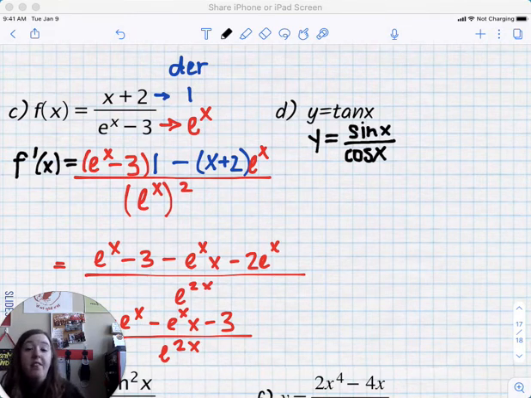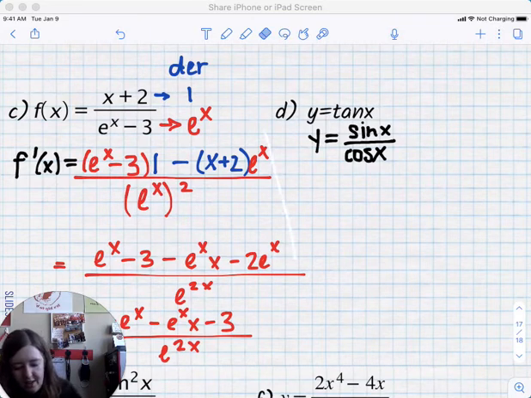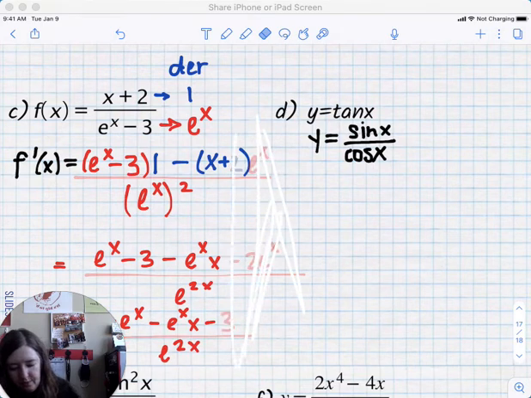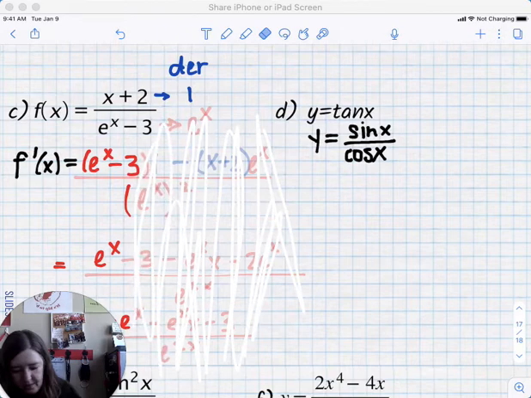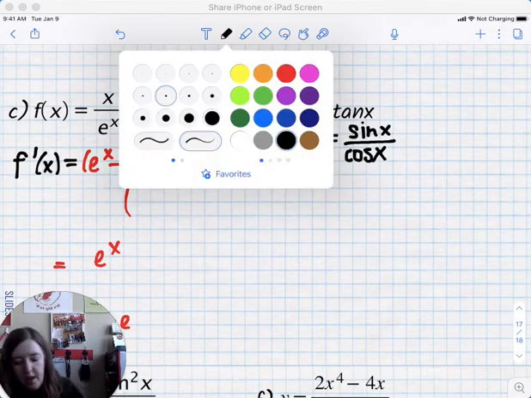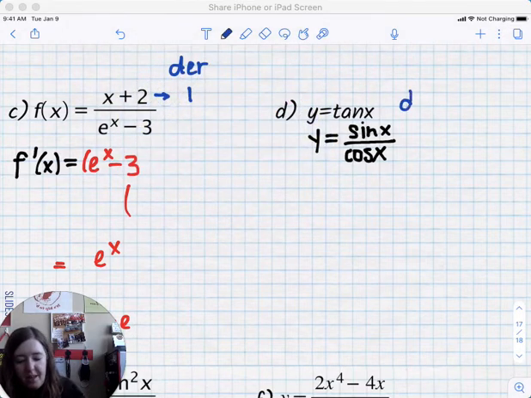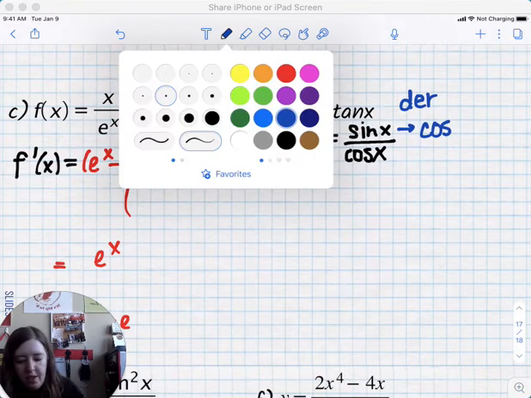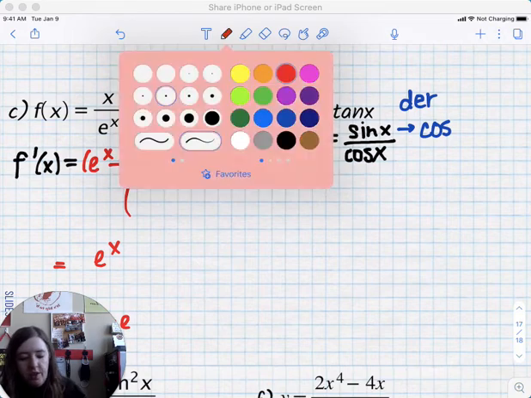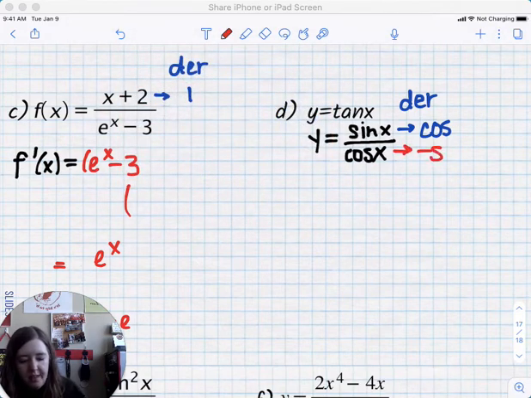So we're going to go ahead and find the derivative of sine over cosine. That's the plan. I'm going to go ahead and erase C, so that way I have enough room. Cool. There we go. So, first we're going to find the derivatives of the top and the bottom. The derivative of sine is cosine. The derivative of cosine is the opposite of sine.